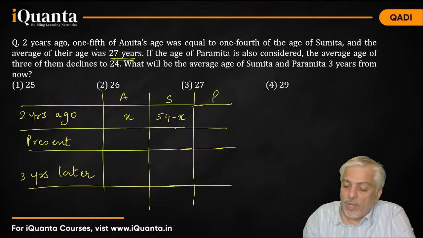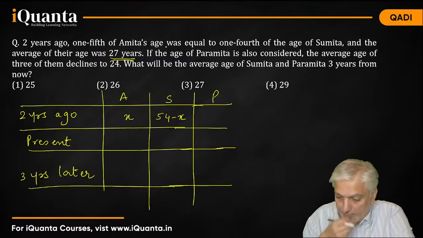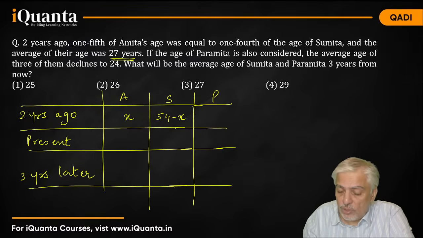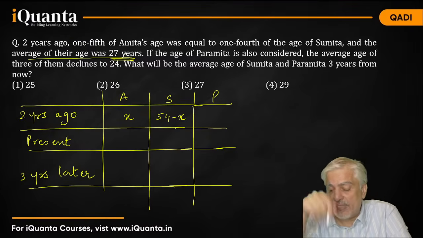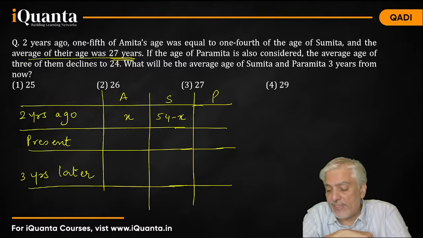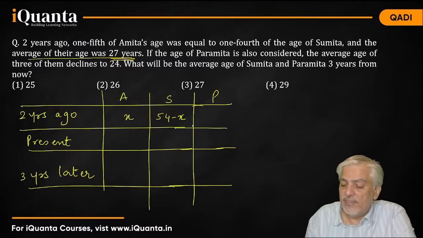Because 1/5 of Amita's age. I'll have to check whether this, the language is not very clear. And the average was 27. Do they mean present average or do they mean earlier average? I think they mean present average. But I'll still read. So 1/5 of Amita.